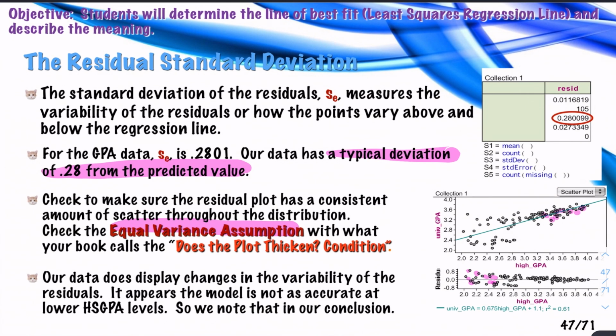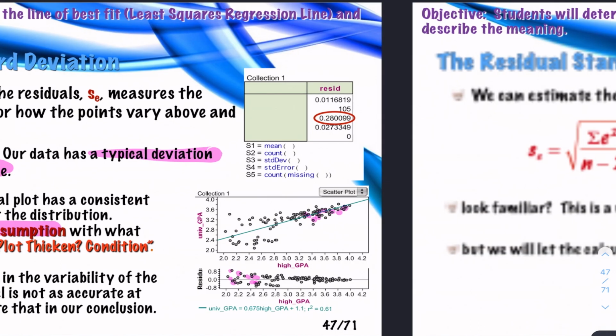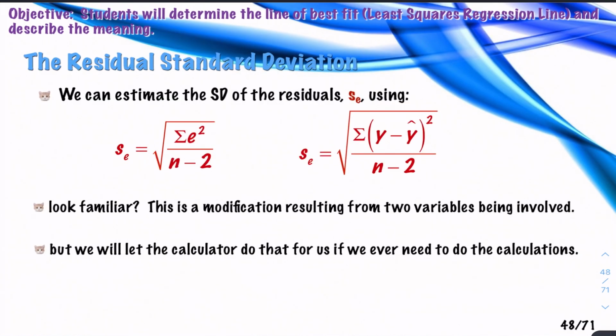So the standard error of the residual gives us some power in what we're looking at. Our data does display changes in the variability of the residuals. It appears the model is not as accurate at lower high school GPA levels, so we note that in our conclusion. Remember, we're reporting out what we see and then moving on. We're not trying to make any justifications.